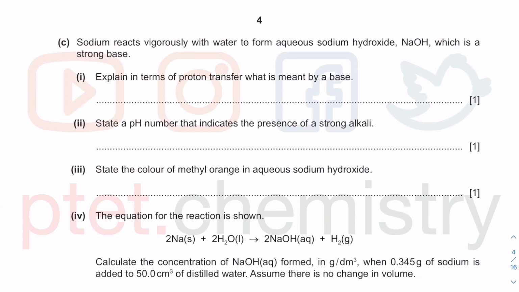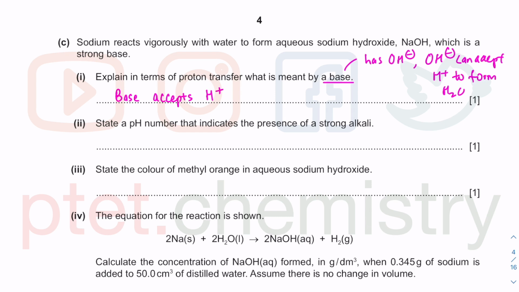In C, explain in terms of proton transfer what is meant by a base. In the syllabus, we know that a base accepts H+. And why is it able to accept H+? A base has OH-. OH- can accept H+, because that is the ionic equation to form water. That is your neutralization reaction there. Neutralization between the H+ of acid and the OH- of an alkali or a base to give you water, which is neutral.